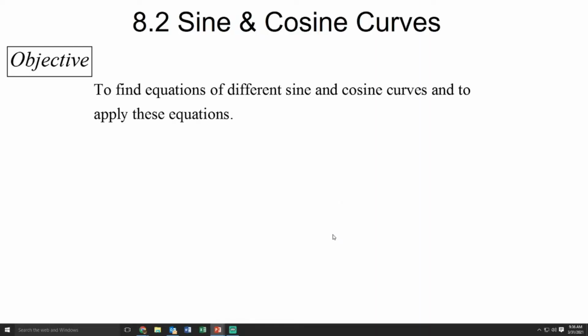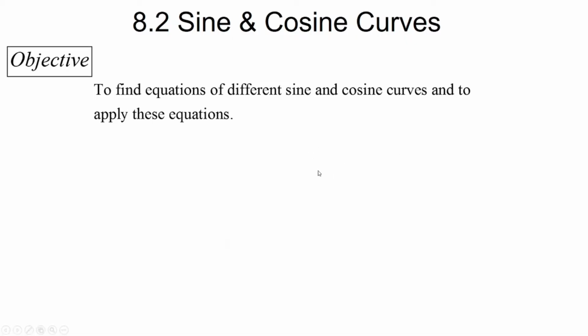Okay, this is section 8.2, the sine and cosine curves, and our objective today would be to find equations of different sine and cosine curves and to apply these equations. So today we're going to study the concept of amplitude and period, and we studied those earlier in our unit on functions, but now the application in trigonometry is really useful in application problems. So become an expert at this stuff today.